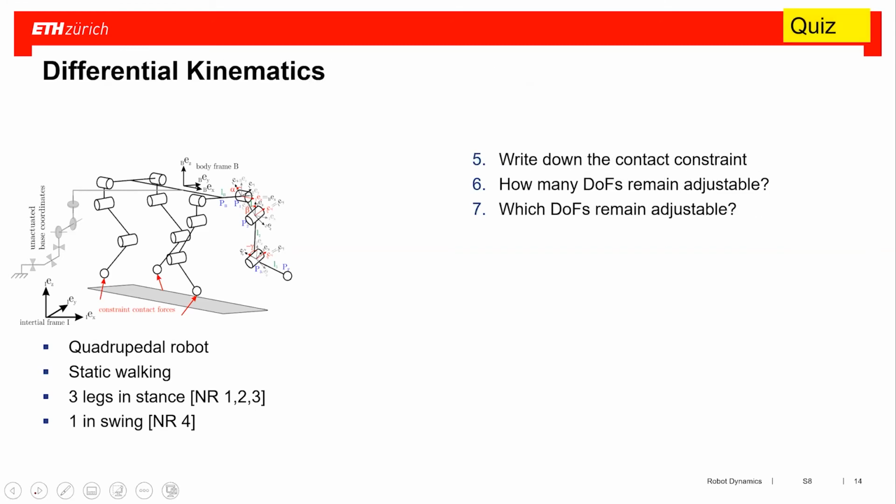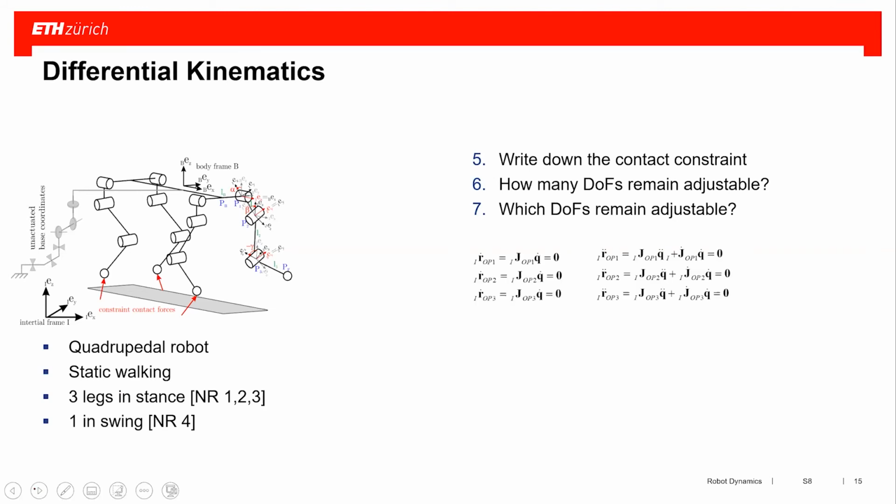Then we had to write down the contact constraints, and ask ourselves how many degrees of freedom remain adjustable and which degrees of freedom remain adjustable. To do this, we are looking at this R here. This is R, O, P, I in I. And we say that the velocity of that point must be 0 and the acceleration of that point must be 0. So we write it for the first leg, second leg, and third leg, both on velocity as well as on acceleration level.